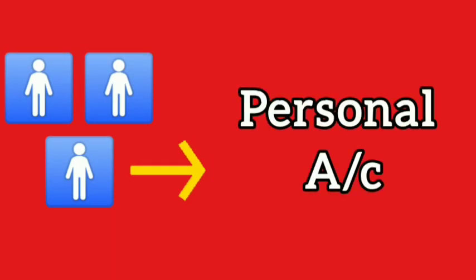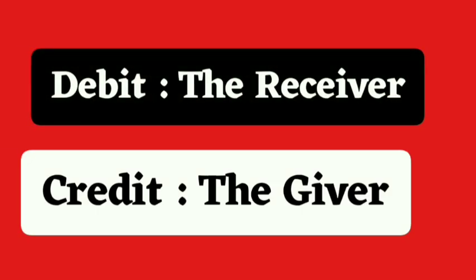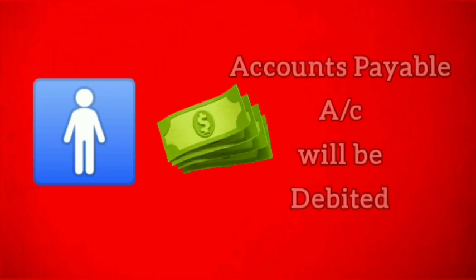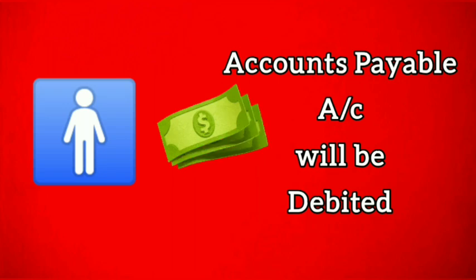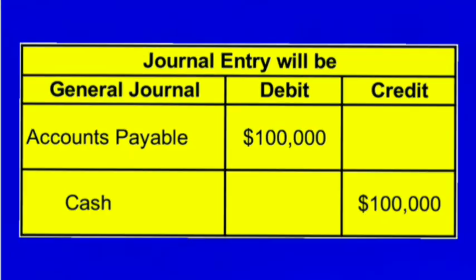Accounts payable account is a personal account. Therefore, the second golden rule, that is, debit the receiver, credit the giver, will be applied. Accounts payable is getting payment. He is the receiver. Therefore, his account will be debited. Our journal entry will be accounts payable debit to cash $1 lakh.